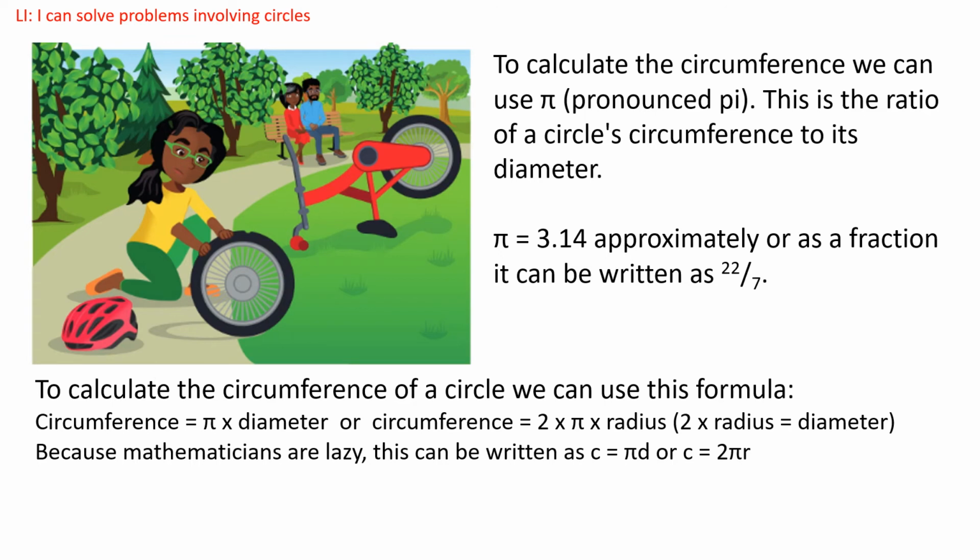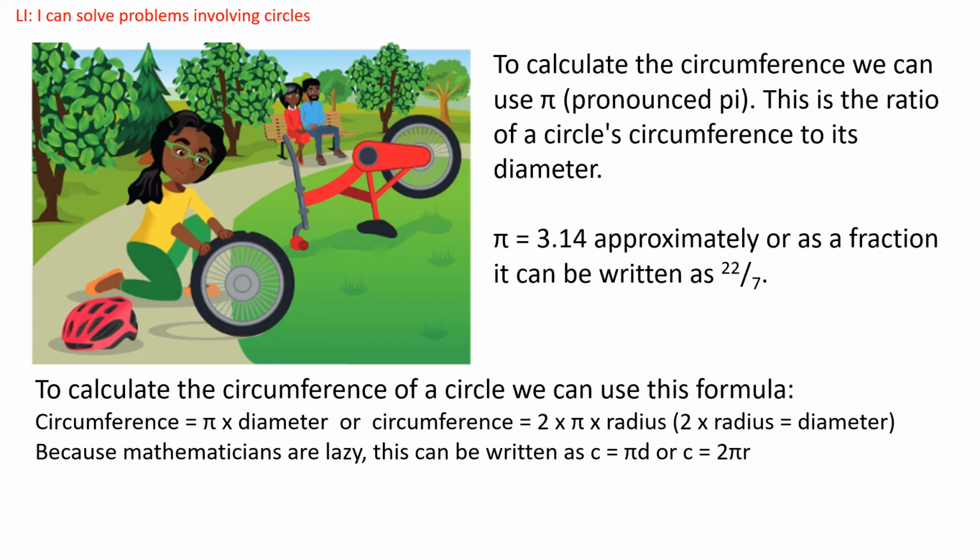We can actually use pi to help us calculate how long a circumference is. So this means we don't always have to measure it. So we can say that the circumference equals pi times the diameter. Now remember, the diameter is twice the radius, so that means we can also say that the circumference equals 2 times pi times the radius. Because of course, you've already learned that 2 lots of the radius equals the diameter.